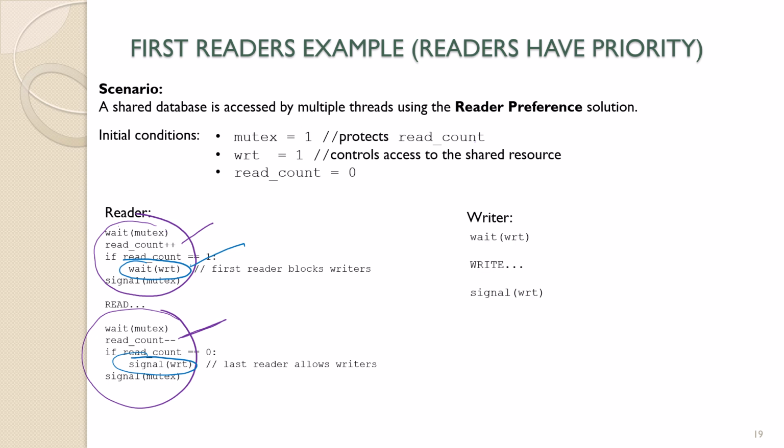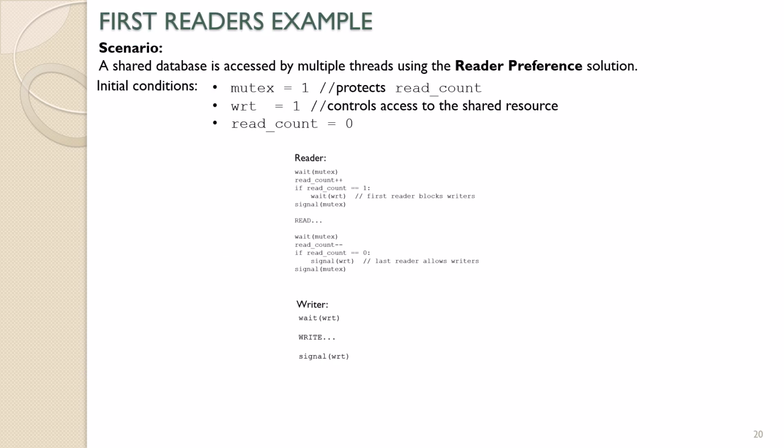So the writer is just going to wait, and then it's going to write when it gets a chance, and then it's going to signal when it's done. So this is the first readers. It's not as complicated as the first writers. So we're just going to go over this exercise, but I do have in your notes a little bit on first writers.